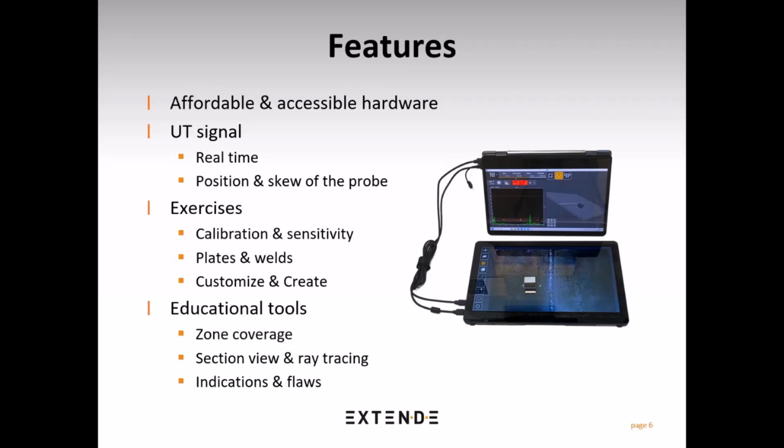TraiNDE UT comes with a pack of exercises, allowing controllers to practice from calibration and sensitivity to the inspection of plates and welds. 2 optional packs of additional exercises are also available. It is possible to customize the exercises and even to create your own. Finally, TraiNDE UT offers several educational tools, such as the zone coverage, the section view, the ray tracing. Users can also mark indications and display flaws.